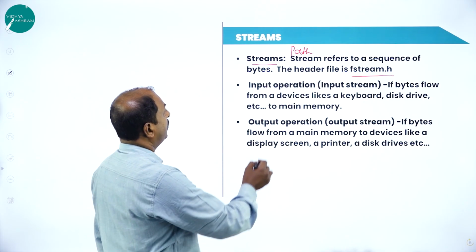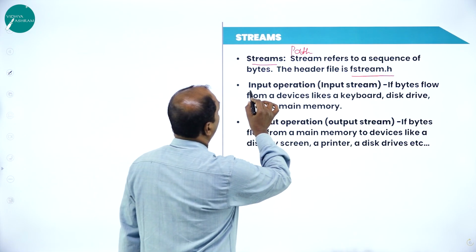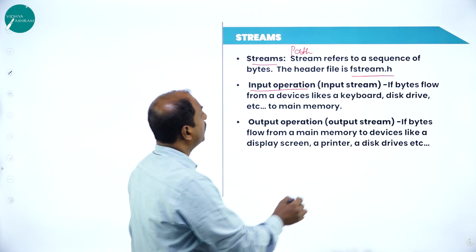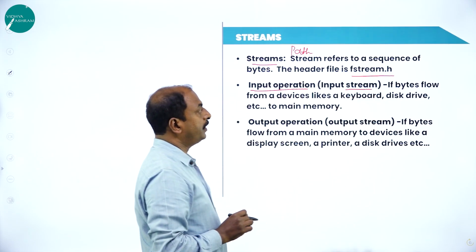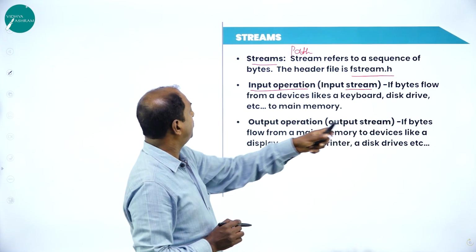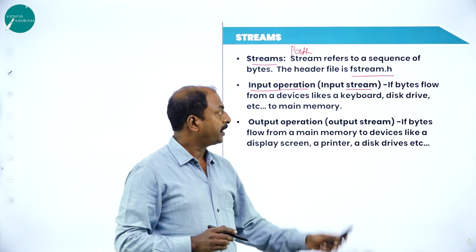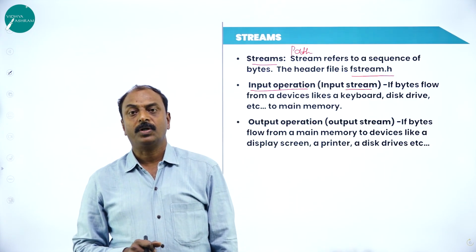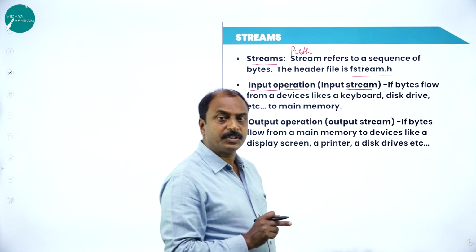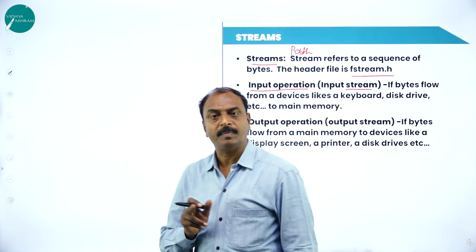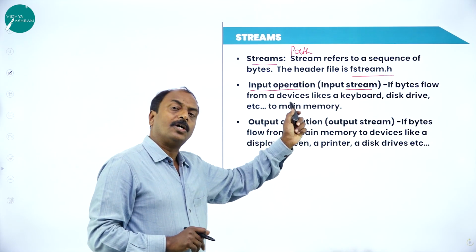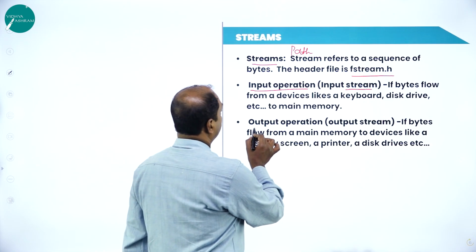Here there are two operations we can make out. One is the input operation or input stream. If bytes flow from devices like a keyboard or disk drive to main memory, the keyboard is an input device. Suppose you want to feed data into the computer, we use input devices. Any data which flows from an input device to computer memory through the input stream is called an input operation.